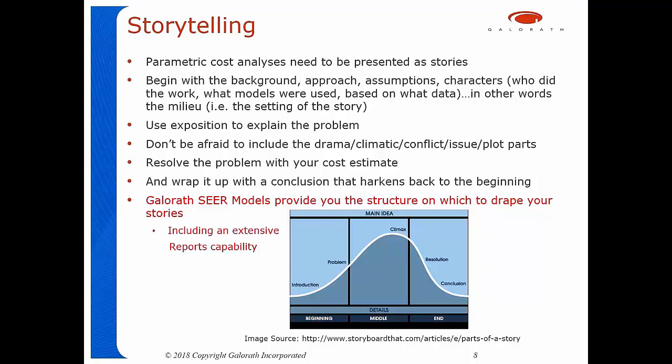This is another thing I like about our Galorath SEER models. They provide you with a structure on which you can drape your story. For example, an extensive reports capability, which encourages you to have that beginning, a middle, and an end. That's so important.